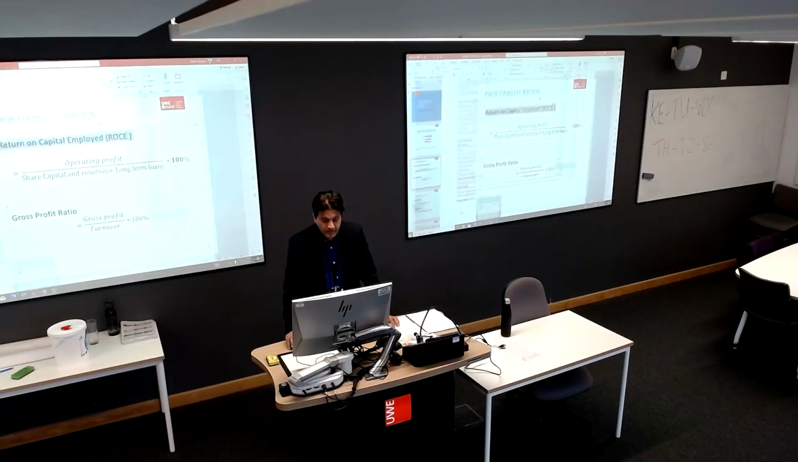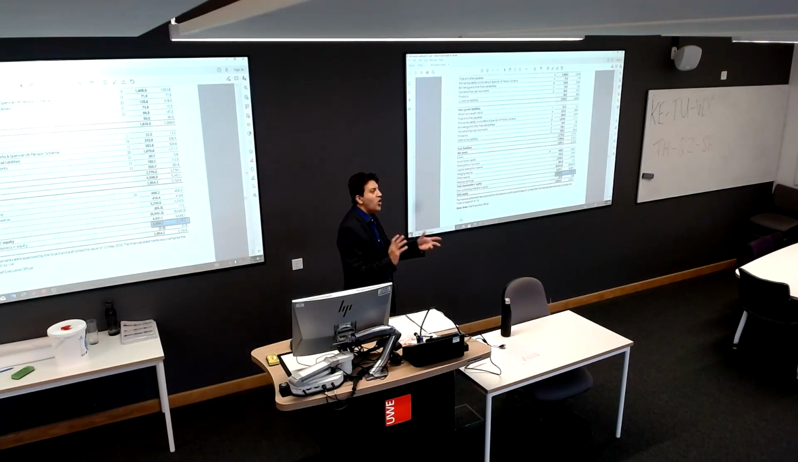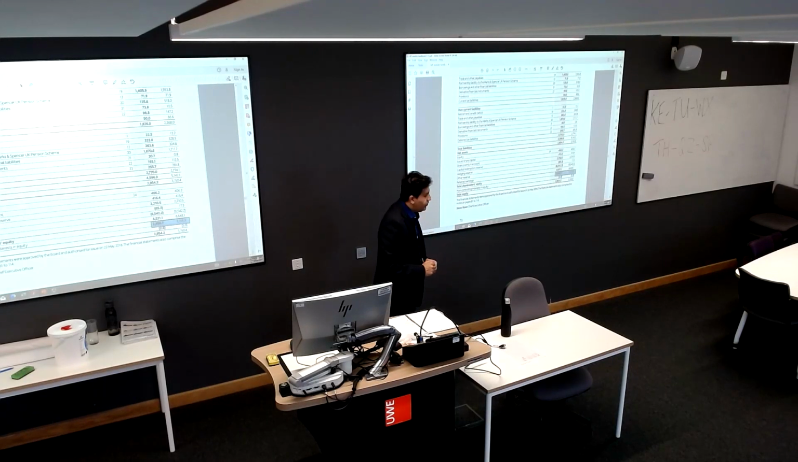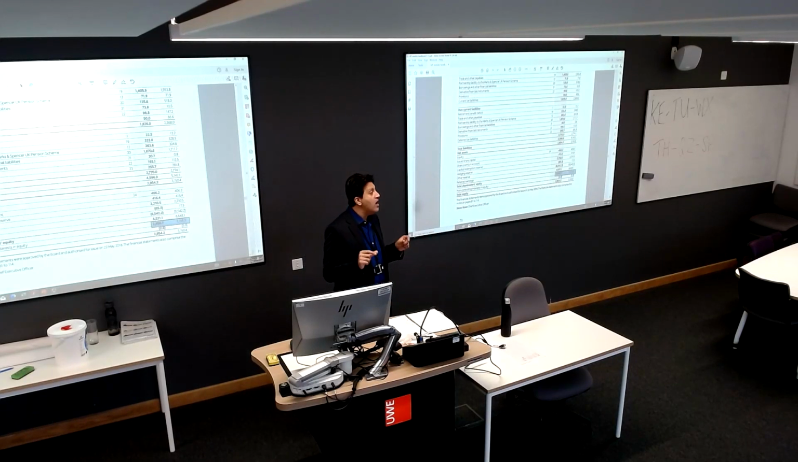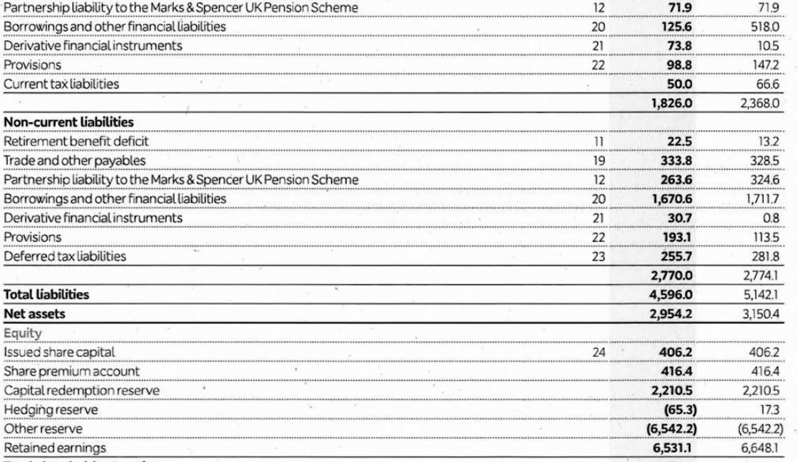The next is long-term loans, which can be found in the balance sheet. So non-current liabilities, long-term means non-current, okay? Not all non-current liabilities are loans. You need to find which one is a loan. If you go through this, you can see borrowings and other financial liabilities. That's the figure which we are looking for. So we'll copy this onto our workings.